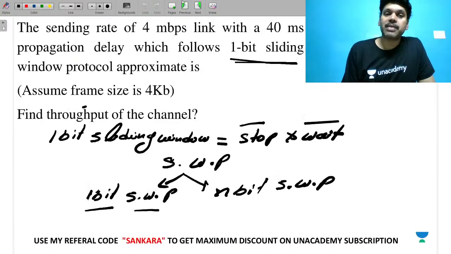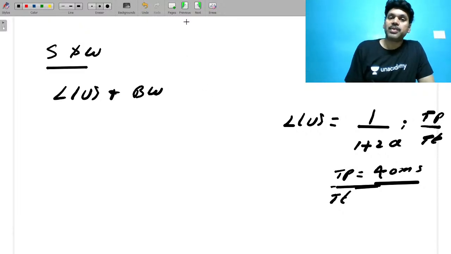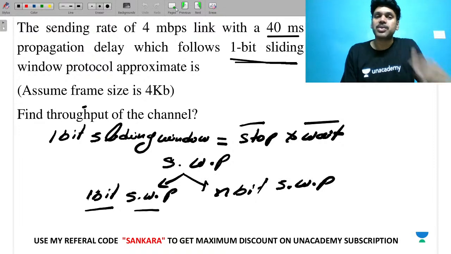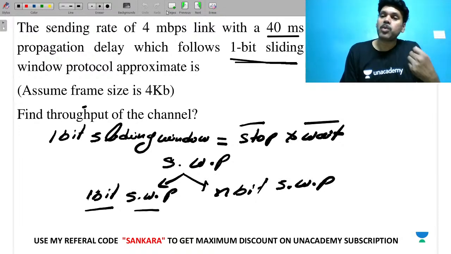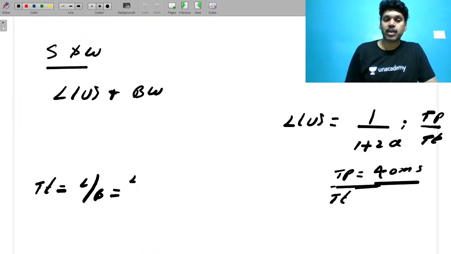So what parameters are given? TP is given, 40 ms. So you need to calculate TT. So your TT is L upon bandwidth. So L value, same repetition formulas only. That's why once you do 10-15 problems, you are having a good grip on revising your formulas. Your frame size is 4 KB and bandwidth is 4 Mbps.